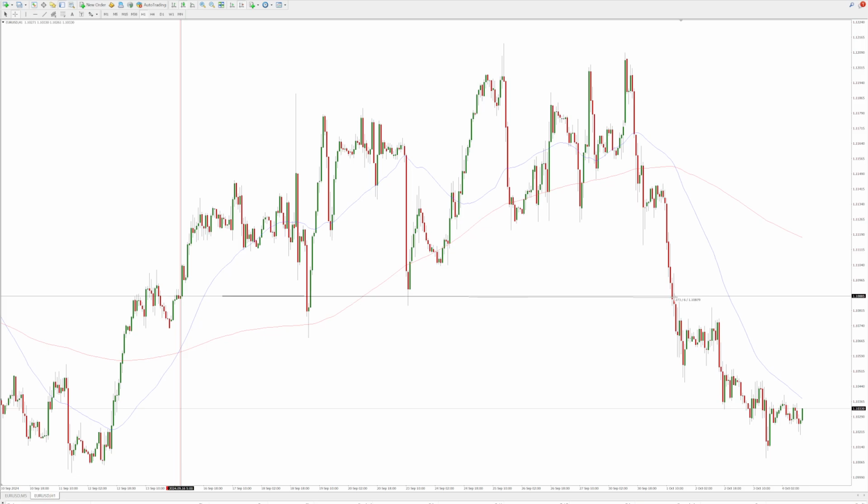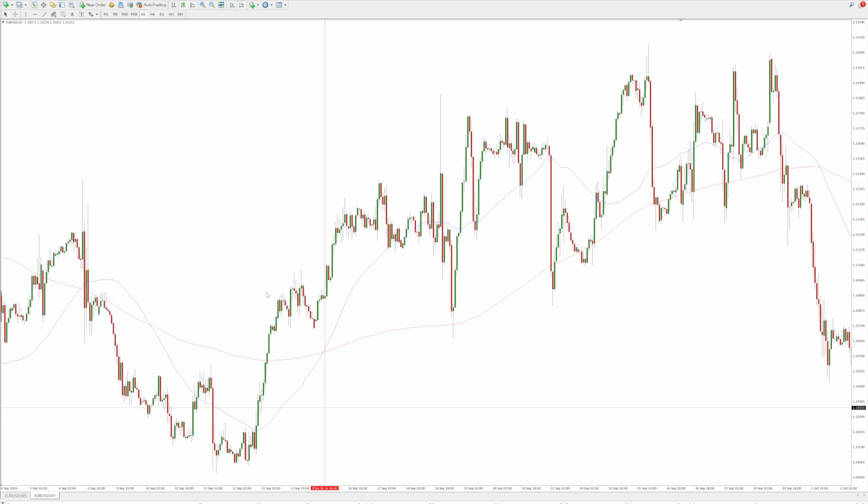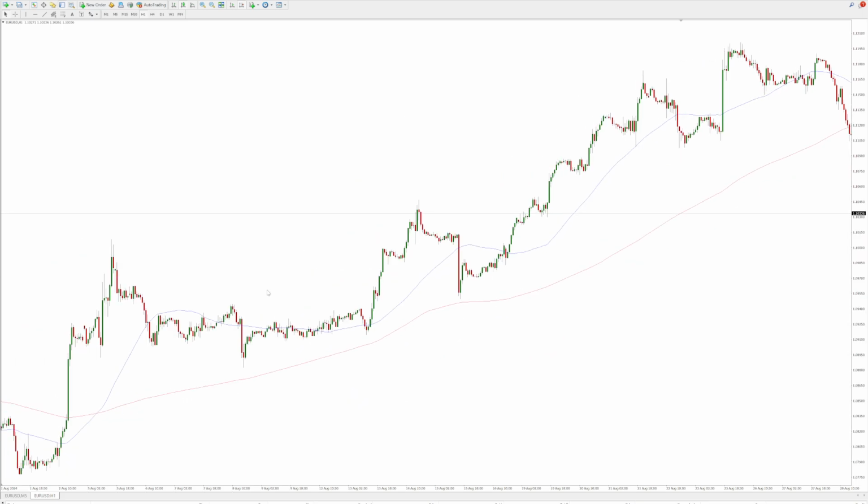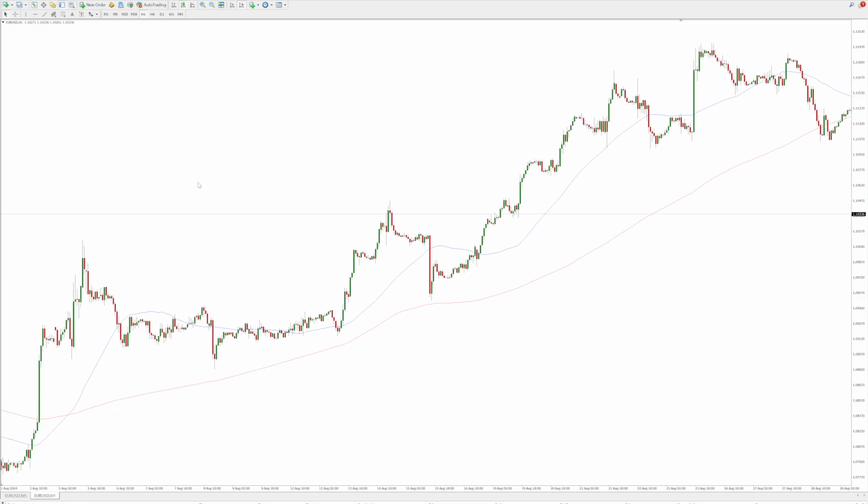So this is why it's important to have specific entry and exit criteria in place, and I'll give you a few examples in this video of what you can use to time the entry and time the exit on a golden cross. And if we just scroll back, well, here's a better example perhaps.